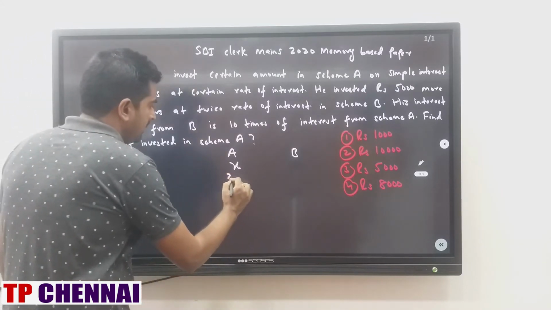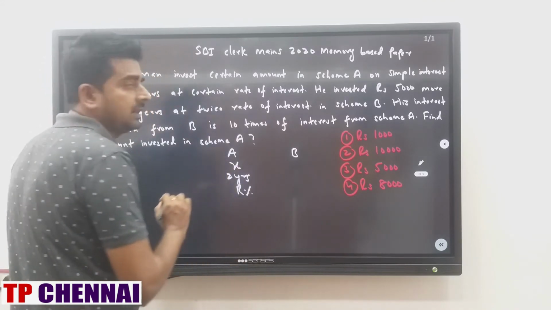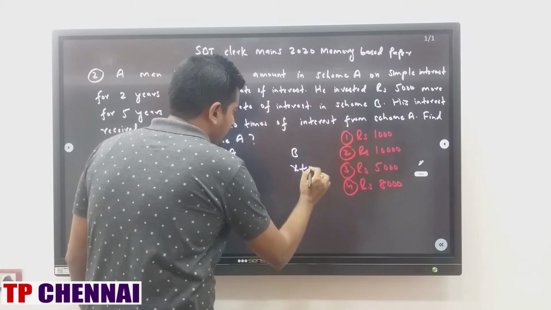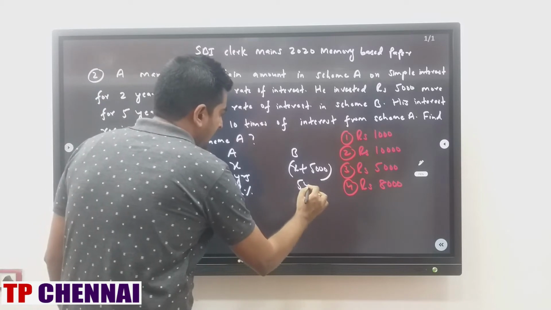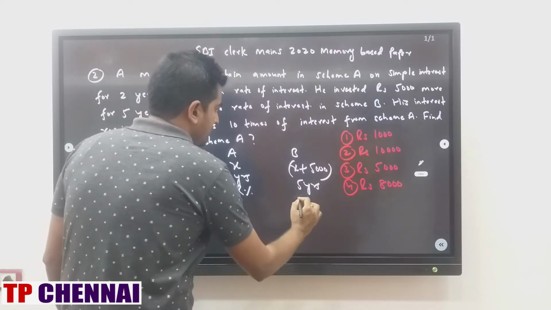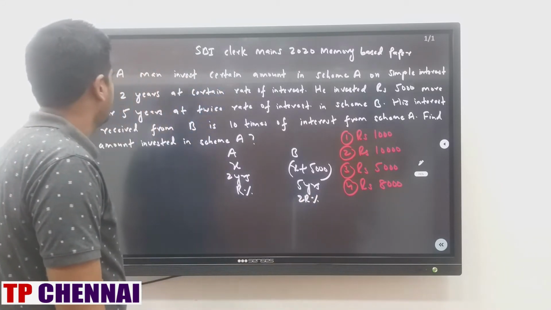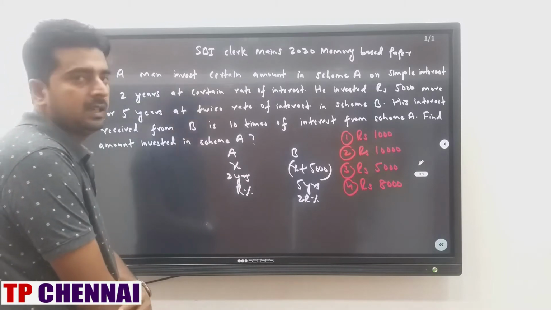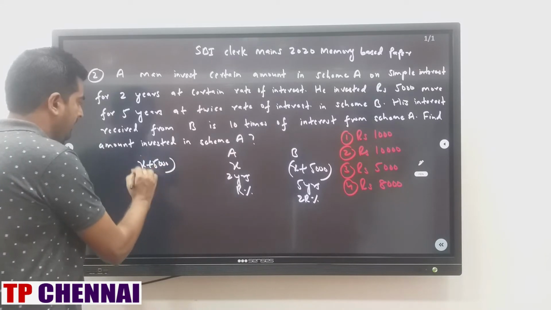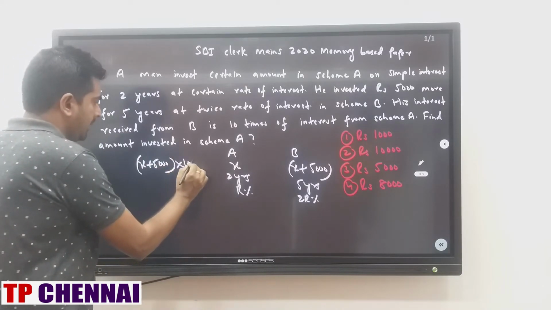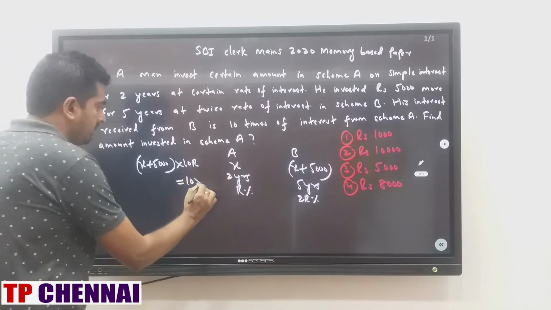Time is 2 years and the rate of interest is R%. In scheme B, he invested 5,000 more, so X plus 5,000, time is 5 years and the rate of interest is 2R, twice. Now they are saying his interest received from scheme B is 10 times the interest from scheme A. Scheme B is (X plus 5,000) into 10R, equal to 10 times of scheme A.